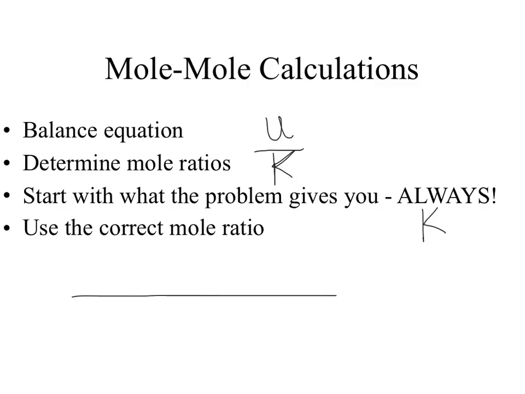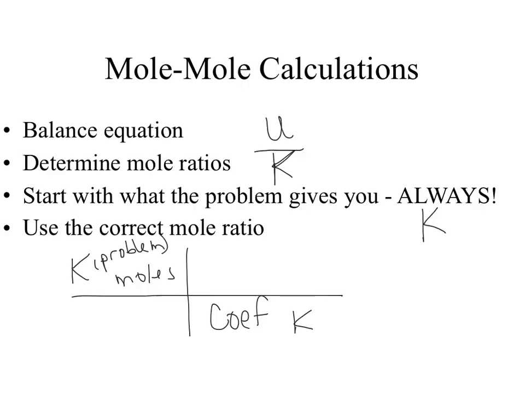And we're going to use our grid. So this is our known that's given to us in the problem. So this is coming from the problem, and it's going to be in moles. And then our coefficient of our known from the problem, over the coefficient of what we're trying to figure out, our unknown. And this is just the mole ratio that we looked at in the last slide.